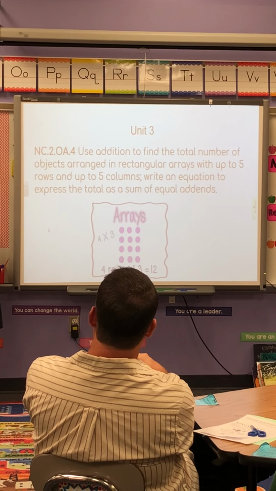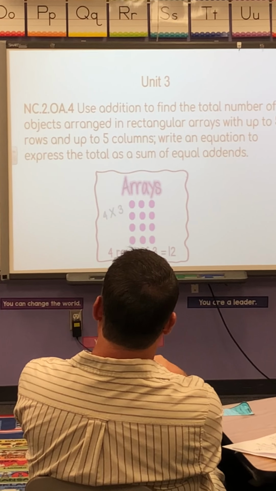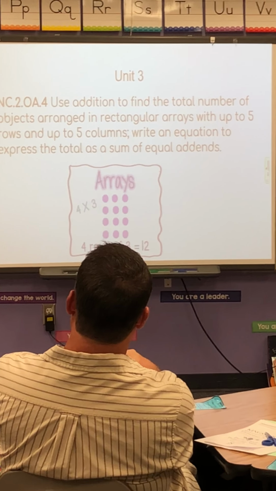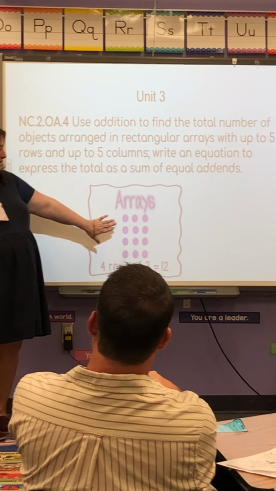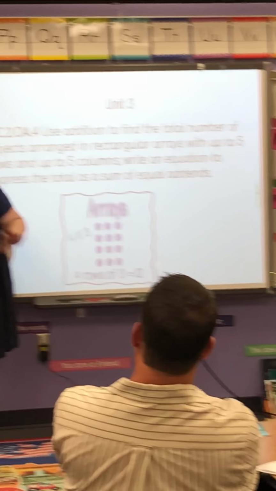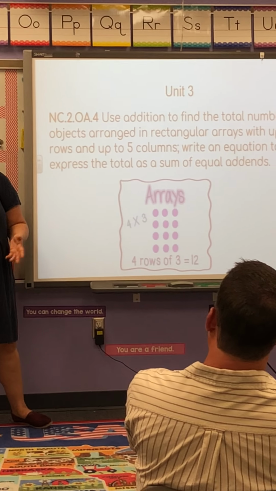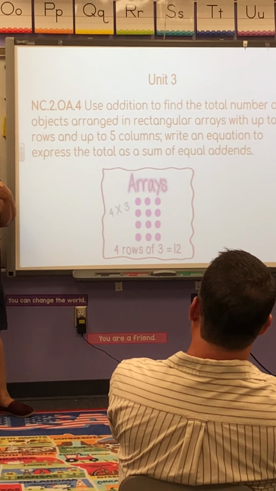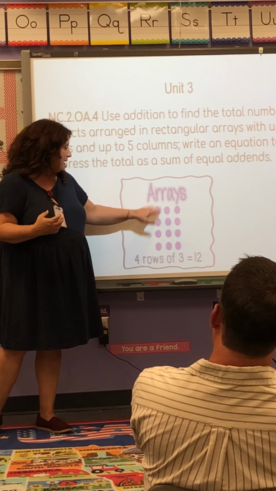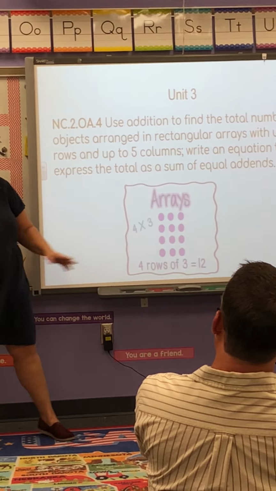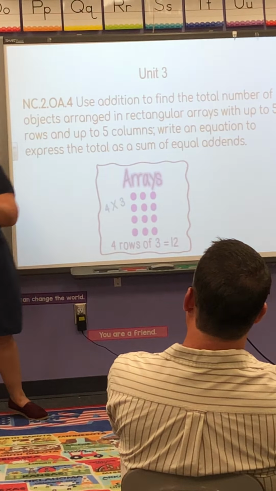And then the other part of Unit 3 is something called arrays, which you might be like, what is that? But this is an array. Ignore the part that's got the multiplication because we do not do any multiplication, but this does set them up for understanding multiplication. But an array is just things that are lined up into columns and rows. So this would be 4 rows of 3 for a total of 12.